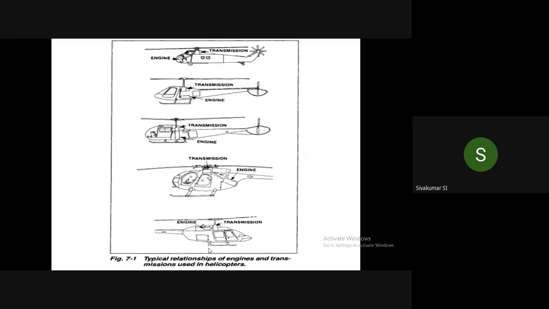So these are the relationship of engine. This completes this diagram: relationship of engines and the transmission used in helicopters. If you see, the engine is fitted in the nose section in the first helicopter, and there is a shaft connected from the engine to the transmission system, that is, the transmission system is fitted below the main rotor.